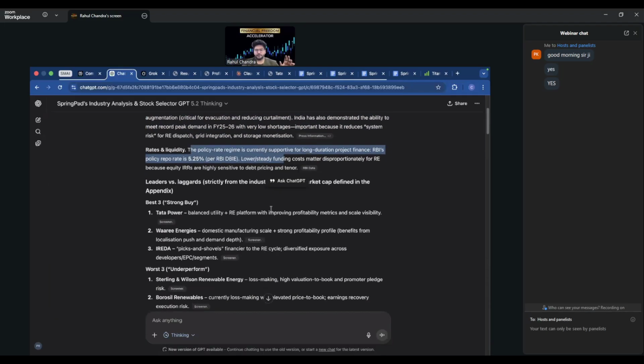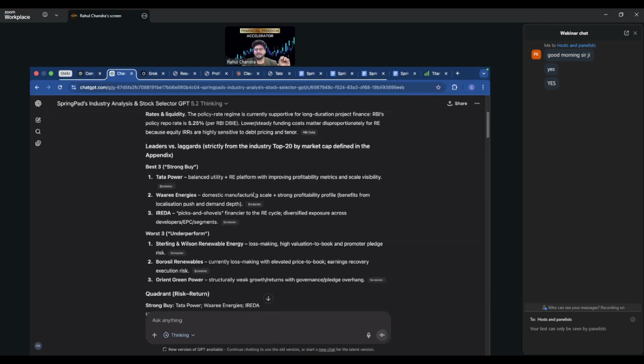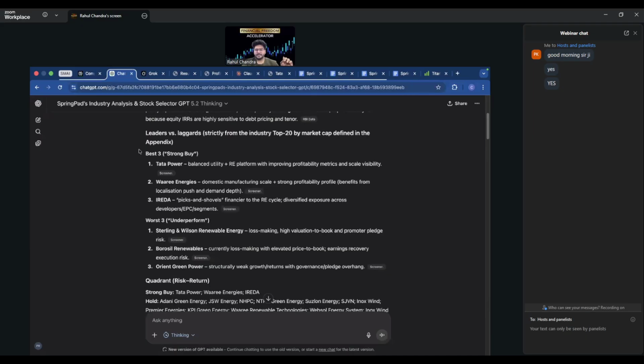For those of you who like to stick to the point, it goes through the top 20 or the biggest 20 companies in the renewable energy space and then analyzes these 20 companies and tells you which are the best three contenders. Okay, which are the strongest three stocks in this space. On your screen, can you see the name of three stocks which are the strongest as of today in this particular space? Tata Power, Waaree Energies, and IREDA, right?